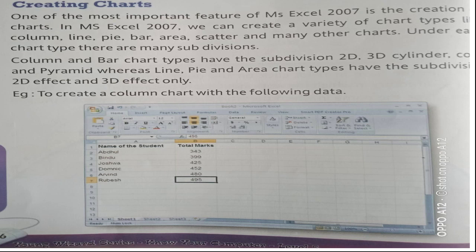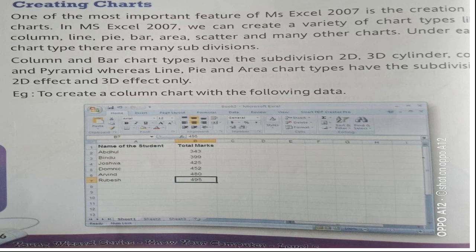Under the chart types, there are many subdivisions. Column and bar chart types have the subdivisions of 2D, 3D, cylinder, and pyramid, whereas line, pie and area chart types have only 2D effects and 3D effects. As the book content says, pie, bar, area, scatter, these are all the chart types available, and the subdivisions of these charts are 2D, 3D, cylinder.